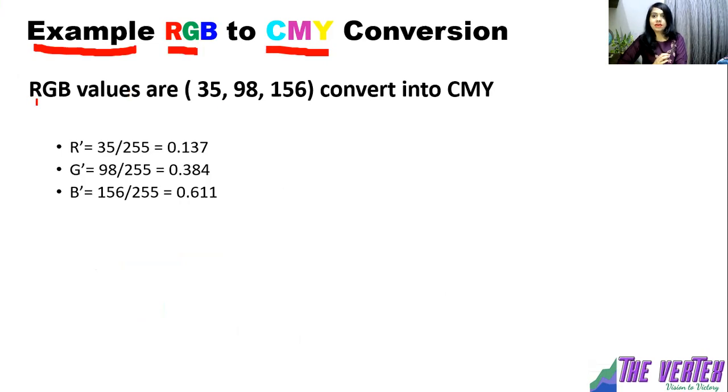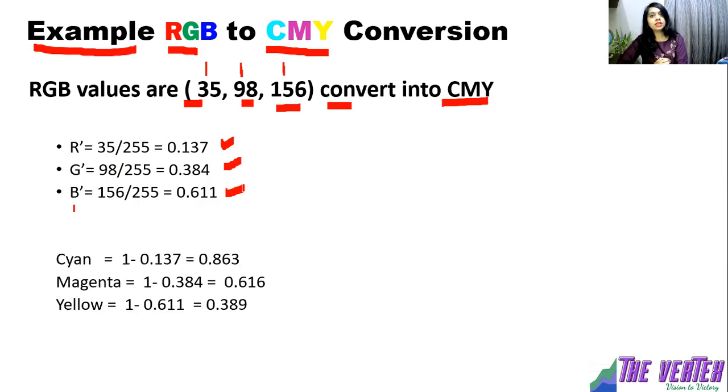For example, it is given RGB values of 35, 98 and 156. What is the meaning? This is the red, this is the green and this is the blue value. And we have to convert it into CMY. So first, before starting, we have to normalize this. How to normalize this? I will calculate R dash, that is 35 divided by 255, we will get this. Then G dash, that is 98 divided by 255, we will get this. And blue, that is 156 divided by 255, we will get 0.611.